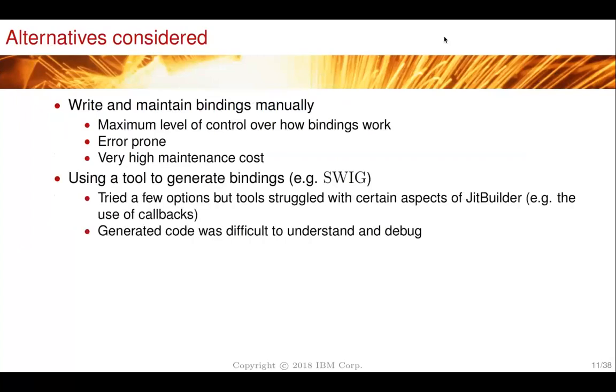So the next alternative we considered was to use an existing tool that generates language bindings, such as Swig. And we actually tried a few options, but we found that the tools either struggled with certain aspects of the JitBuilder API or did not support them at all. For example, callbacks were particularly challenging. And then, in addition, we found that with most tools, the generated code was generally difficult to understand and debug, which doesn't really follow what we are trying to achieve, and it breaks one of our design goals.